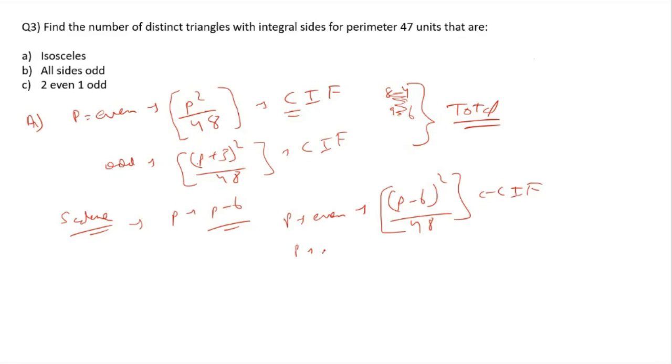If p is odd, I replace p by p minus 6 here to get (p minus 3) whole square by 48. Okay, so I have the total triangles now, and I have the scalene triangles now. So if I subtract them, what will I get? I will get isosceles triangles.